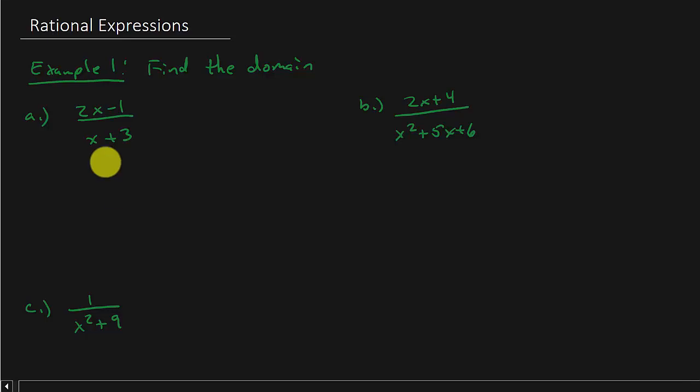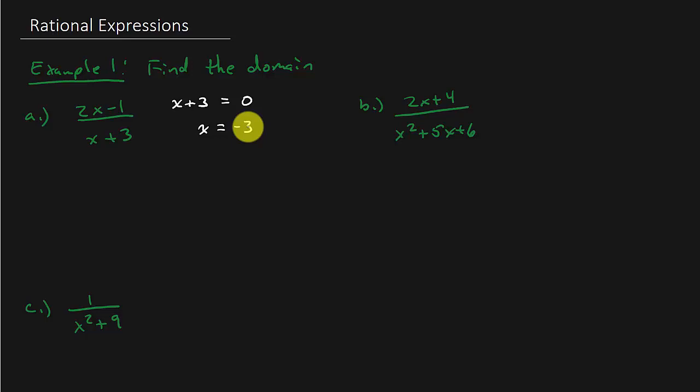Well, obviously you can see that would be -3. But all you're doing is taking the denominator, this x plus 3, setting it equal to 0, and then solving for x. So if we subtract 3 from both sides, we get x equals -3. So the domain is everything but -3. Now, how do we write that? How do we write the domain?